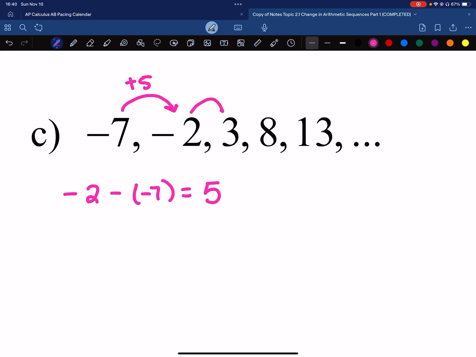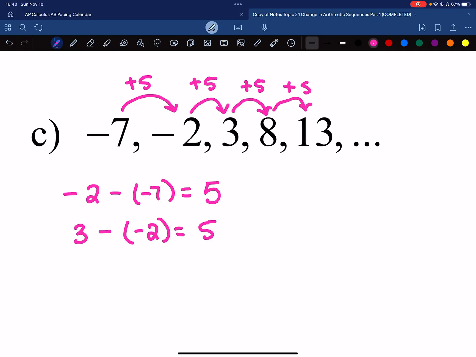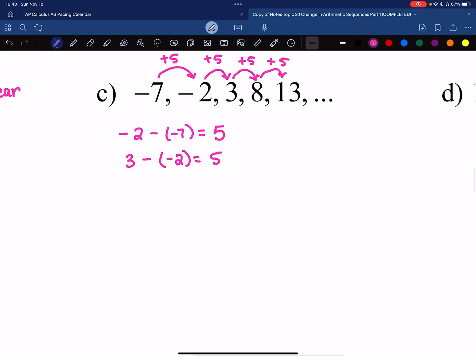If we add 5 again, we should get 3, but you could also do 3 minus a negative 2, and that would get you 5. And then 3 plus 5 is 8. 8 plus 5 is 13. So yes, this is arithmetic. And the common difference is 5.